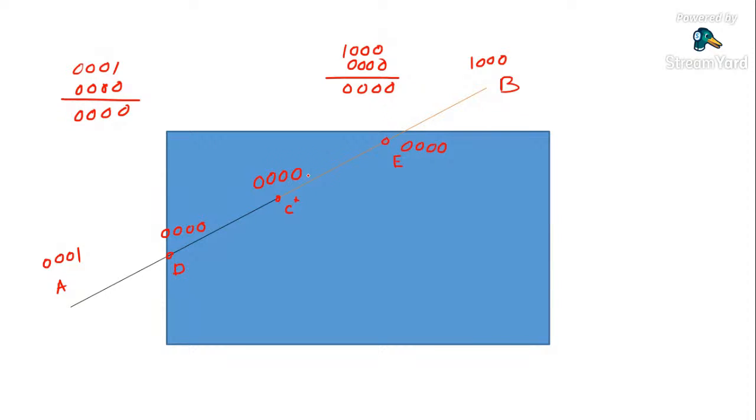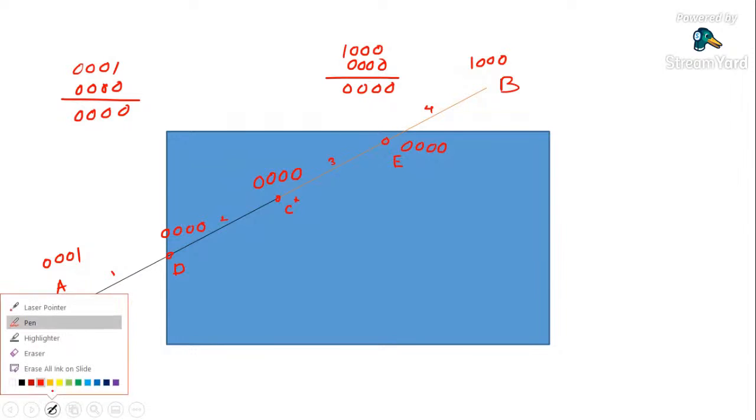Now from this diagram, the line is completely divided into four parts. This is the first part, this is the second part, this is the third part, this is the fourth part, correct? Now check the first part, whether both region codes are 0000. No, the AND shows that the line is somewhere clipped. Okay, now go for DC.